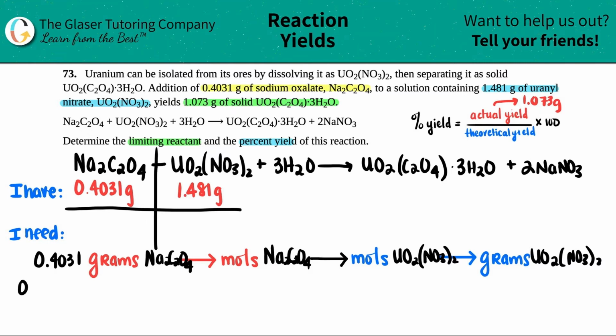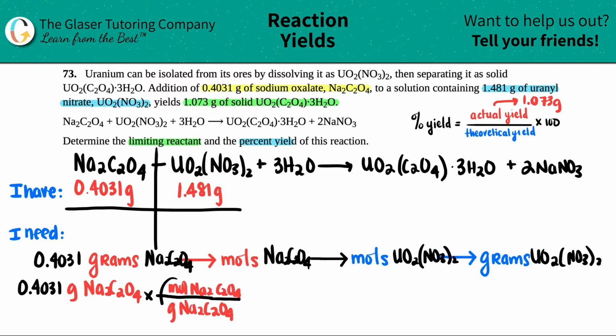I have 0.4031, and now this is going to be grams of Na2C2O4. I'm going to use my ratio, right? Times by a ratio. We're going to throw the grams of the Na2C2O4 on the bottom. The moles of Na2C2O4 goes up on the top, right? And this is a gram to mole conversion of the same compound.